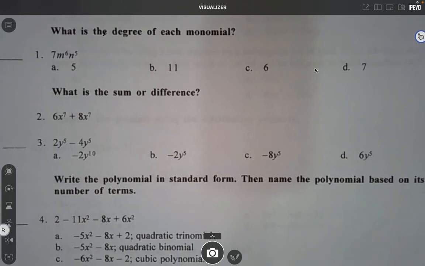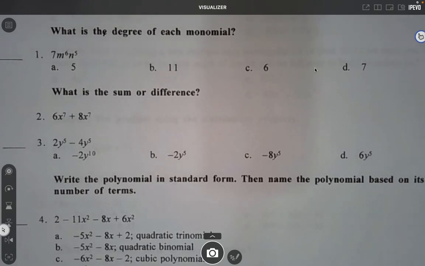Okay, number 1, it wants the degree. So all you do is you look at your exponents. Okay, it's just this one little term. So I have 6 M's and 5 N's. What's the degree? What's the total? 11. Okay, so your answer is B. Are we okay on that one? Yeah. Okay. That's a lot like the last chapter that we did.